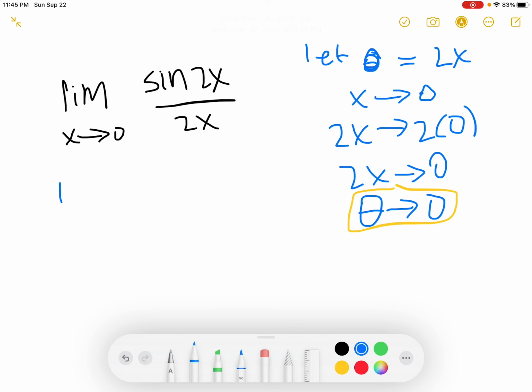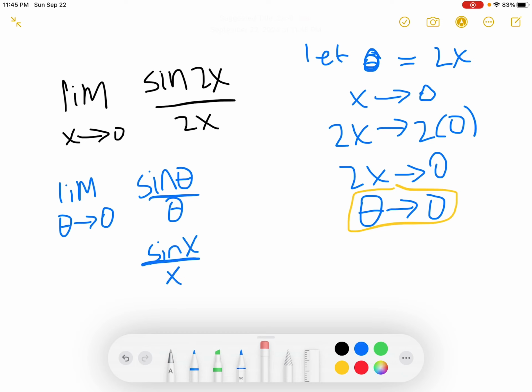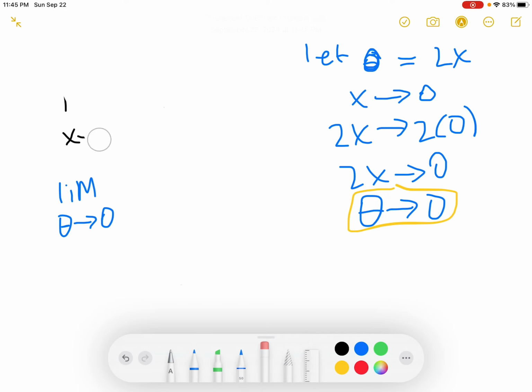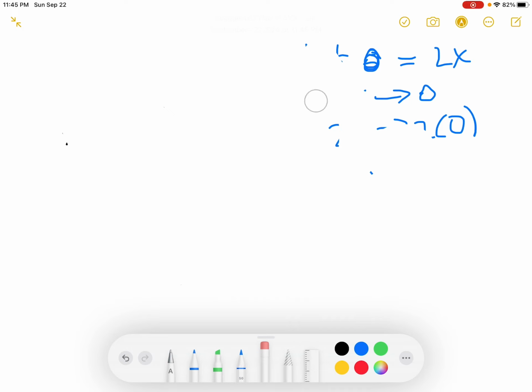So now we're going to instead write this: the limit as theta goes to 0, and we just replaced the 2x's with thetas. Now it looks like what we had at the beginning, just with thetas instead, and we can say that it's equal to 1 now. So that's how you solve it. It's a little bit weird, but after you do it like 3 times, you'll get used to it. We're going to do some more examples that are a little bit more complicated, so we have some practice.